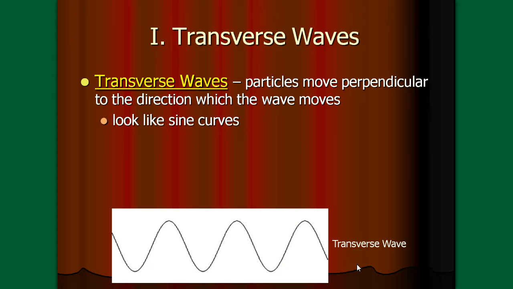But a sine curve is just a special type of graph. It's the graph of sine, if you care about that. And that's what it looks like. That's typically what transverse waves look like. They go up and down like peaks and valleys.